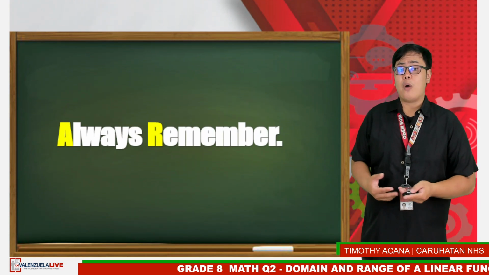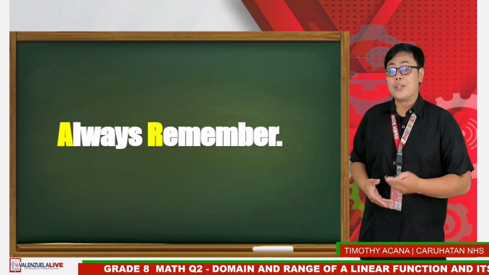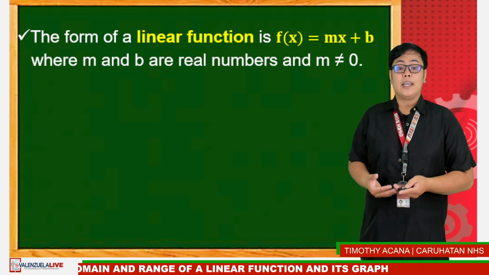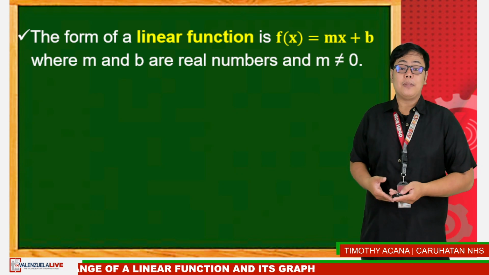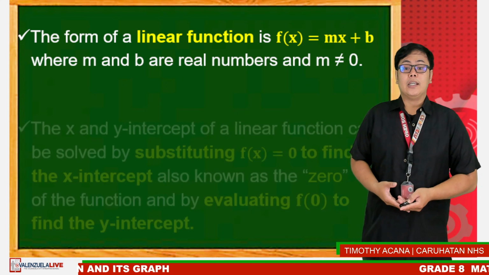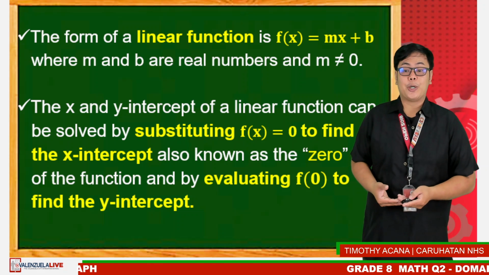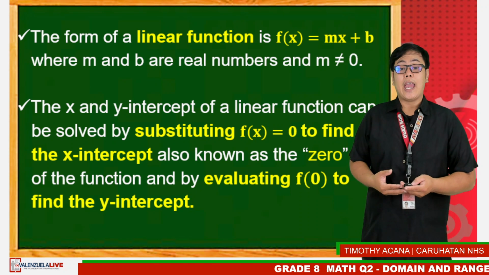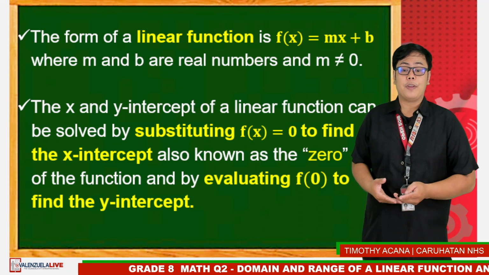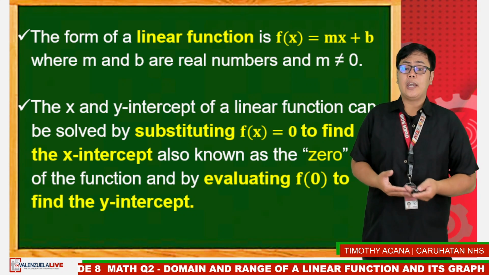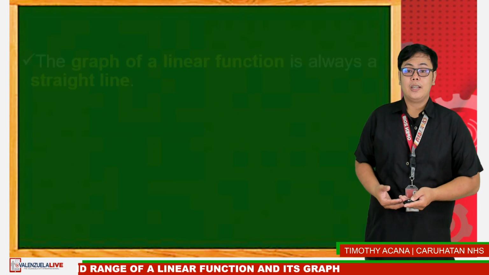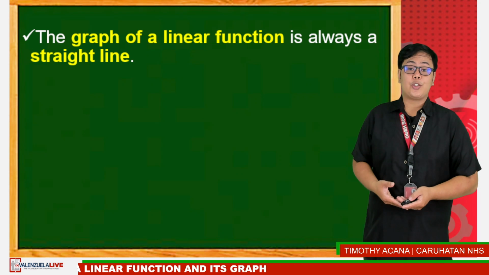We are almost done with our lesson for today. But always remember that the form of a linear function is f of x is equal to mx plus b, where m and b are real numbers and m is not equal to 0. The x and y intercepts of a linear function can be solved by substituting f of x is equal to 0 to find the x-intercept, also known as the 0 of the function, and by evaluating f of 0 to find the y-intercept. The graph of a linear function is always a straight line.